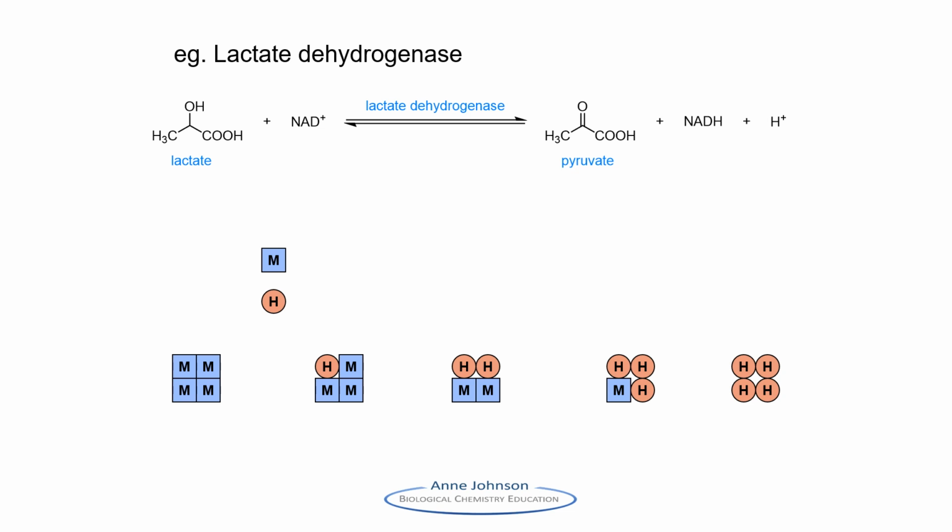The H form has a higher affinity for substrates and is allosterically inhibited by high levels of pyruvate, but not the M isozyme. The tetramers can form a variety of different combinations of the H and M forms, which have intermediate properties from the tetramers that are purely H or purely M.